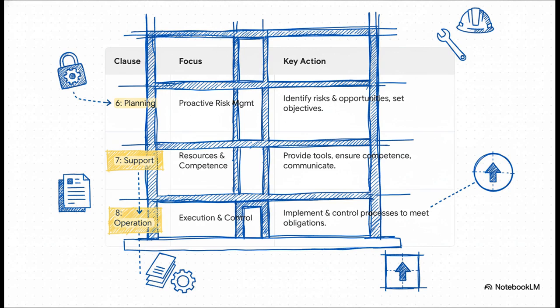Clause 6 is all about being proactive, looking down the road to spot risks and set clear goals. Clause 7 gives you the support, making sure your team has the right training, the right tools, and the right communication to get the job done. And then there's Clause 8, Operation. This is where the rubber meets the road. It's about actually implementing the day-to-day processes that ensure you're meeting your obligations.